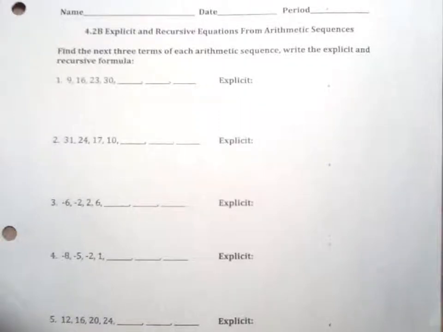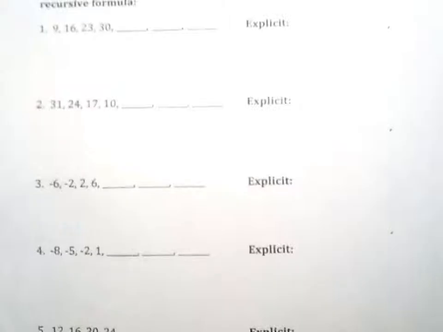Alright, it's time for the solutions for the explicit functions from arithmetic and geometric sequences. So on the front side, you write the next three terms and then write your function. On the entire front side, they're all arithmetic sequences, and so your explicit function is going to be of this form. You have basically two blanks to fill in. You put the common difference there. You put your initial value there, and you'll be good to go.